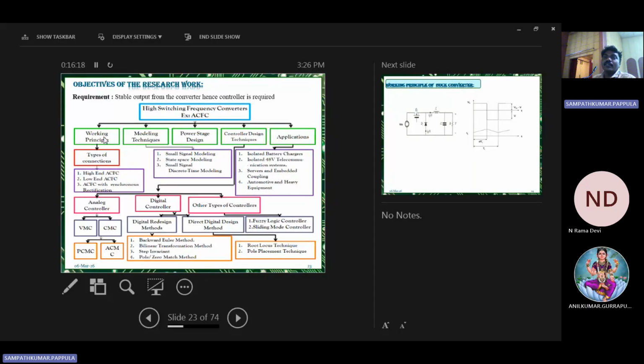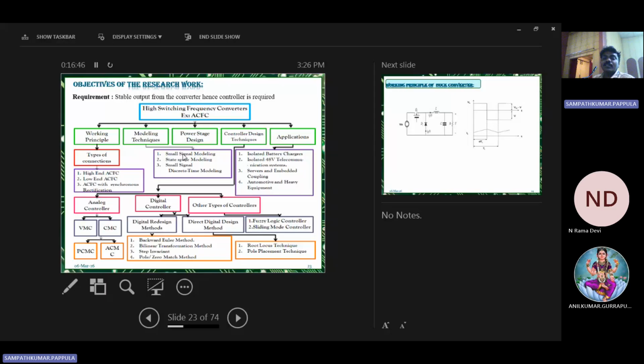First of all, I am trying to identify the working principle of that converter, then the mathematical model, then the power stage design, and then the controller, and for what purpose I am doing the work, what the applications of my work are. In the working principle also, there are different types of connections for the considered converter. I may use any one of these.